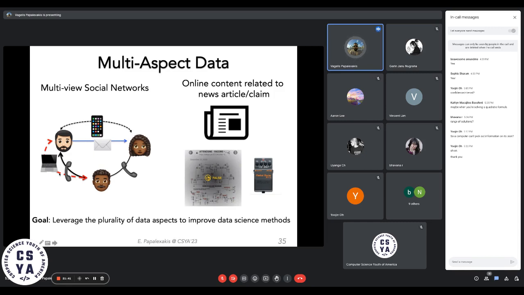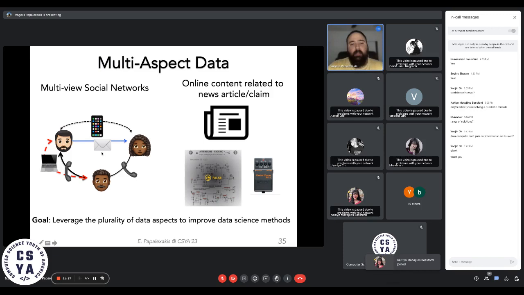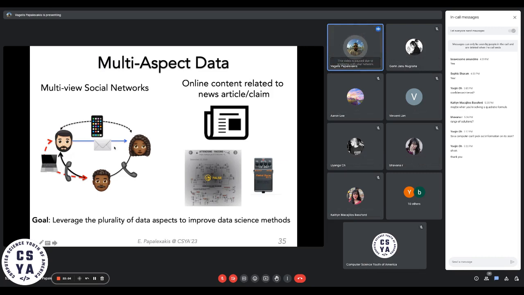For example, let's consider we have a social network, like we have friends or folks just talking to each other, communicating with each other. A normal data set would just stop at that, and you just say this fellow right here talked to this lady right there, right? A multi-aspect data set would also include, for example, the means of communication that they use. So those two people used email, and those two people used a phone call, right?